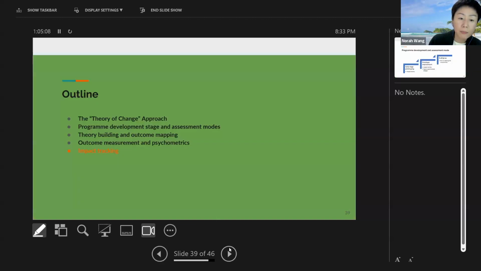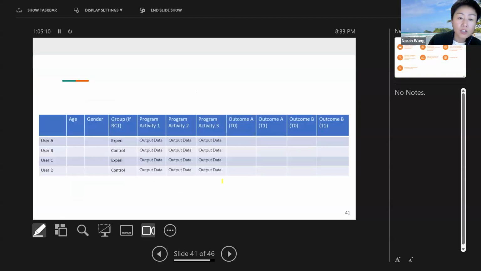Then I'll quickly talk about impact tracking. For those who are in charge of building the database, you'd be very happy to look at this Excel table. It could be Excel, it could be SPSS, any kind of database. As you can see, the first column is all the users, and then their age and gender, and the group. If you have an experimental design, you need to indicate whether they're in the experimental group or control group.